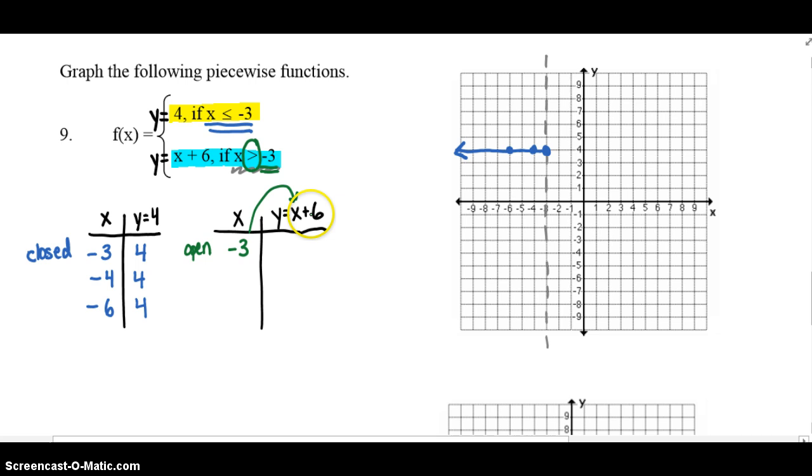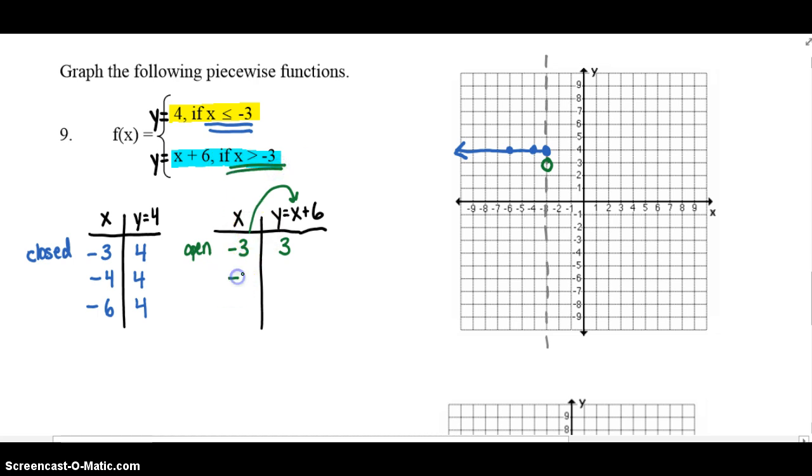So y equals negative 3 plus 6. Negative 3 plus 6 is a positive 3. So I'm going to have an open boundary point at negative 3 comma 3. Now the other 2 points I get will be closed because they're not boundary points. Anything that's not a boundary point is closed. And I just need to make sure that I pick x values that are greater than -3.